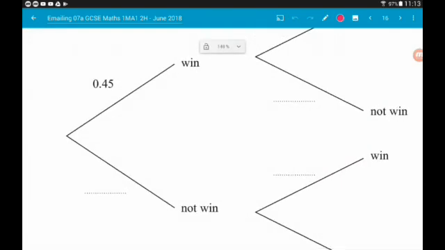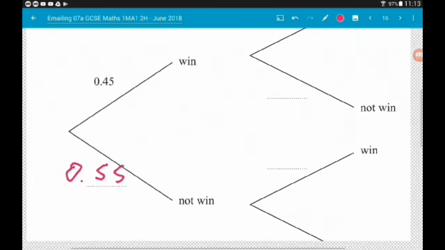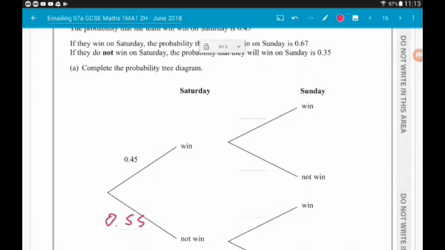So, on Saturday, if they win, the probability is 0.45. Remember, probability has to add up to 1. So to work out the probability of not winning, we do 1 minus 0.45. And that gives us 0.55. Okay, now on Sunday, we have to be very careful here. The probabilities are dependent on what happens on Saturday. So if they win on Saturday, the probabilities are different to if they do not win on Saturday.